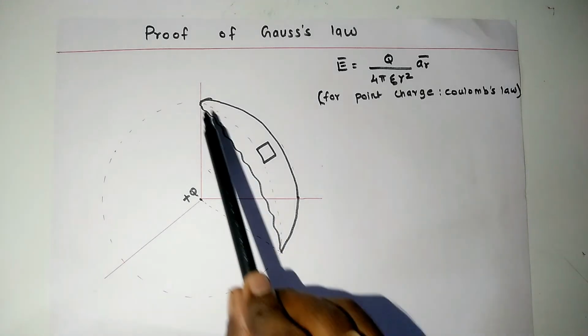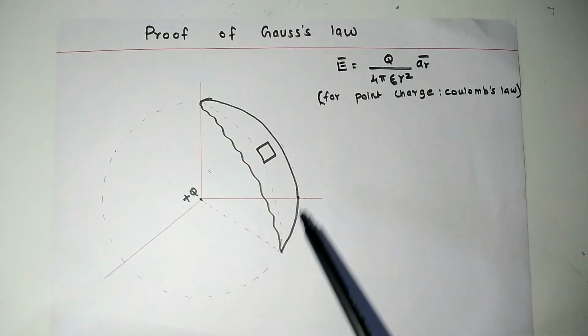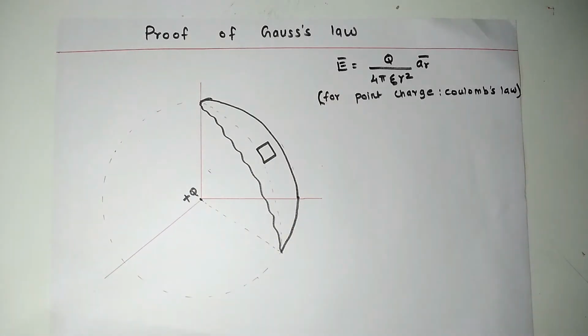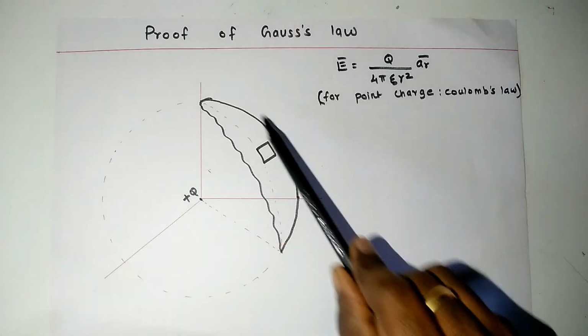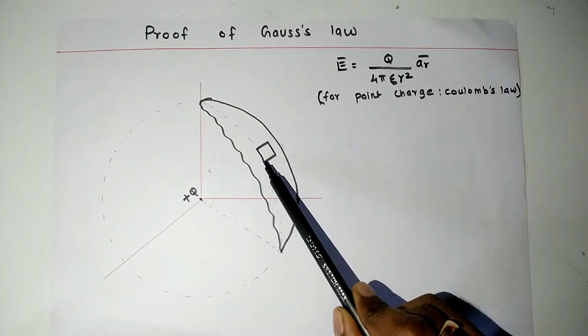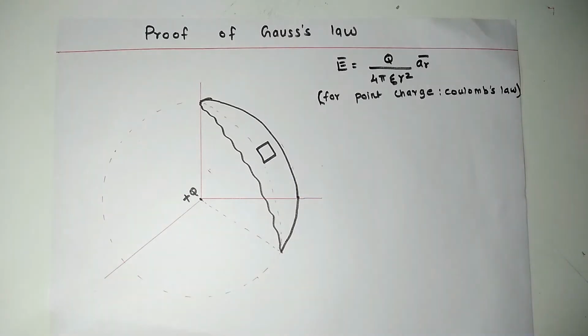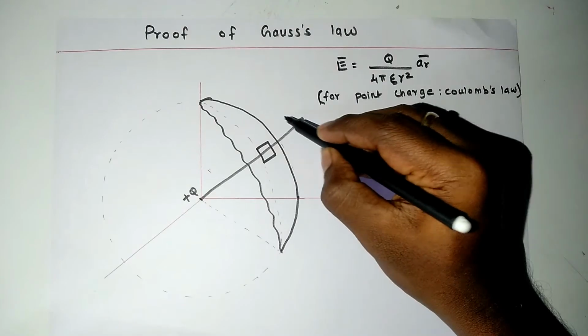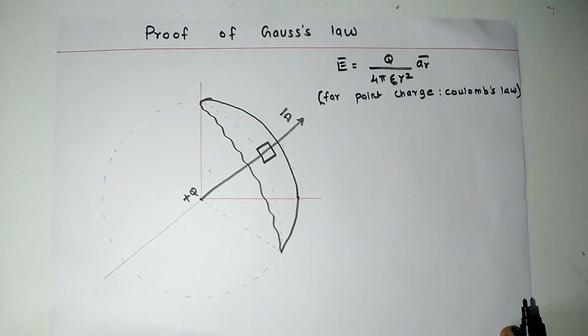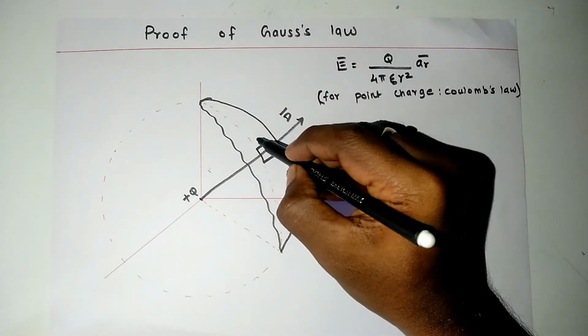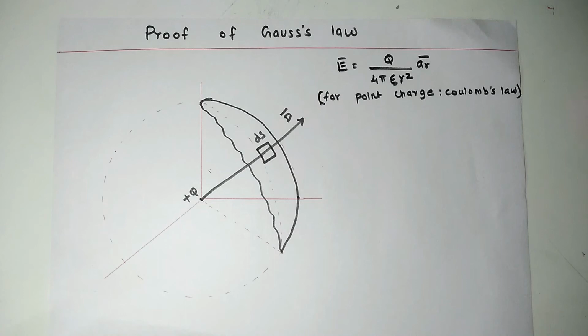A closed Gaussian surface has been constructed around the point charge. For a point charge, the closed Gaussian surface should be a sphere. A portion of the sphere has been considered and a small differential area ds is taken on the surface of the sphere. Now a vector D has been constructed starting from the charge distribution, that is from Q, crossing the small area ds. This is D vector. Here D vector represents electric flux density.